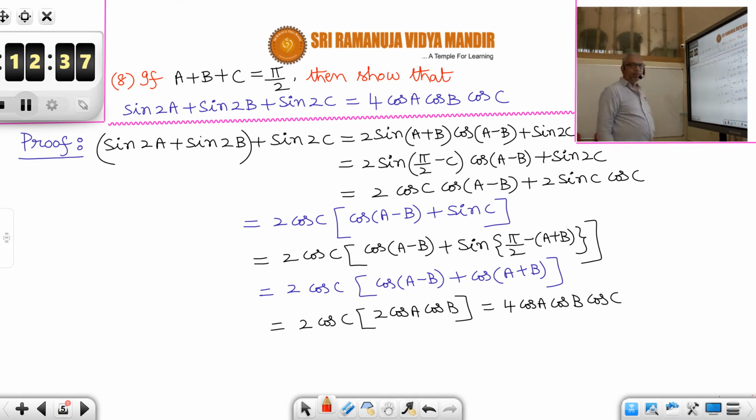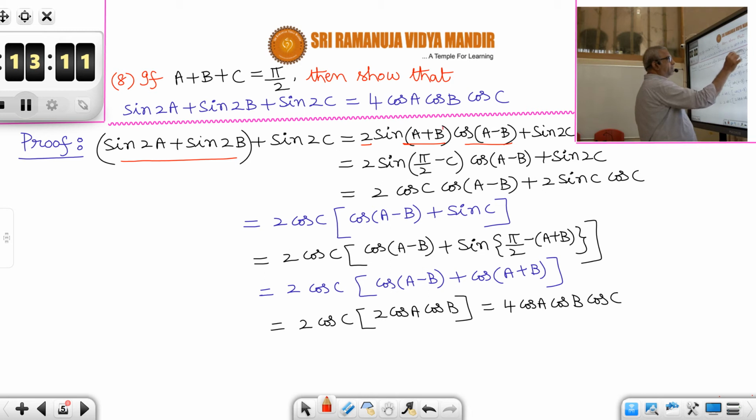This is also a plus b plus c is equal to pi by 2. Okay. If a plus b plus c is equal to pi by 2, then prove that sin 2a plus sin 2b plus sin 2c is equal to 4 cos a cos b cos c. Okay, I will take the left hand side, sin 2a plus sin 2b plus sin 2c. In that I will combine the first two terms. Apply the transformation. Sin 2a plus sin 2b is 2 sin (2a plus 2b by 2) cos (2a minus 2b by 2). Okay. Plus sin 2c will be just waiting.